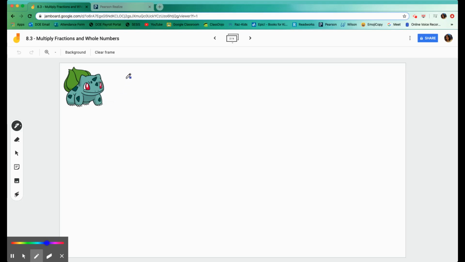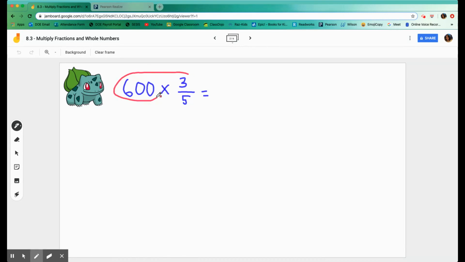Let's try another example. Here's our whole number, 600, and we will multiply it by our fraction, 3/5. Remember, when we multiply a fraction by a whole number, we start by multiplying the numerator by the whole number. So 600 times 3. And the denominator remains the same at 5.